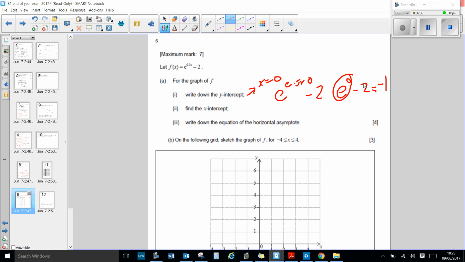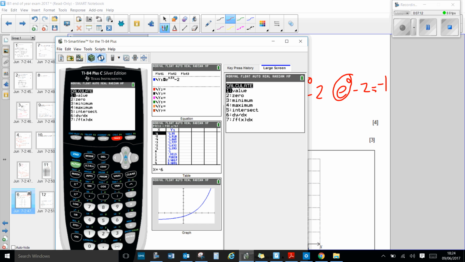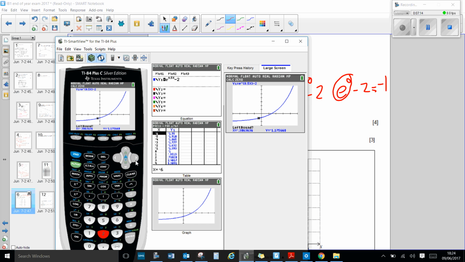That's better. Find the x-intercept. That's when the y value is 0. So we can go to the calculator here and do second calc, zero. Go left bound, right bound. And that's 1.386, so 1.39.